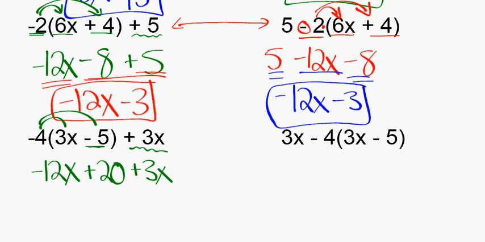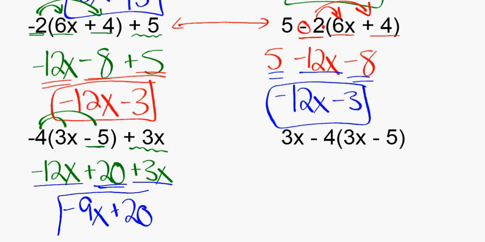So now we can combine like terms, underline those like terms. Here the x's will combine to give us negative 9x, while the constant is the one that's unchanged. So you should get negative 9x plus 20.